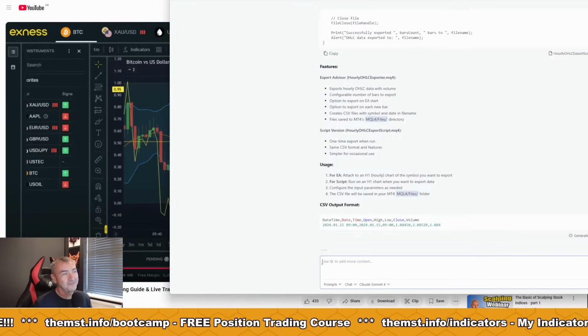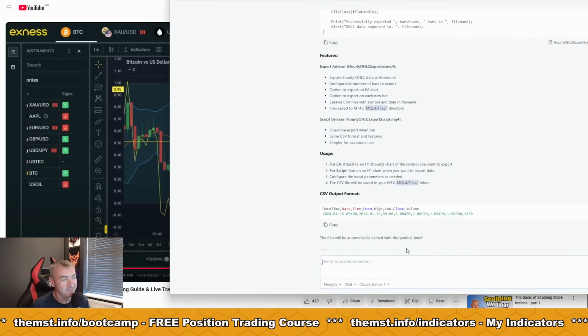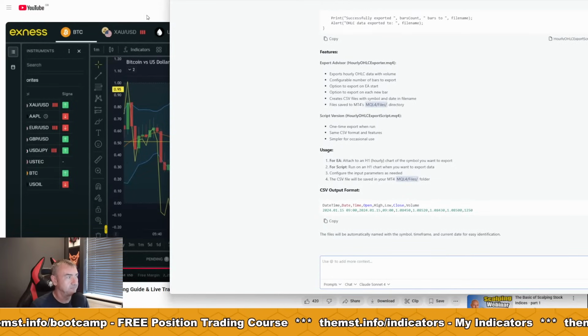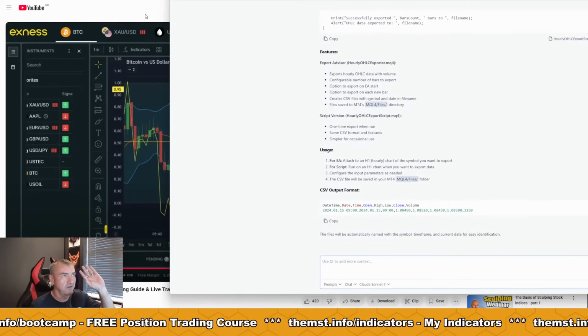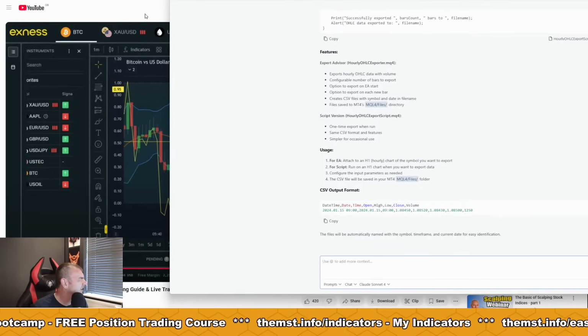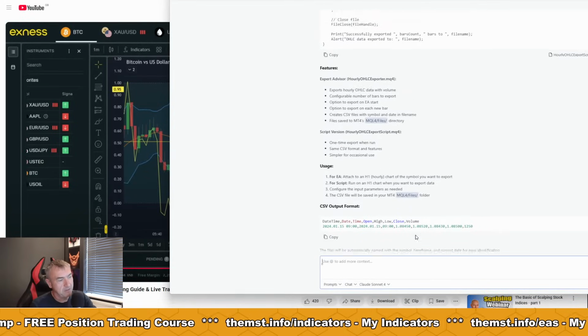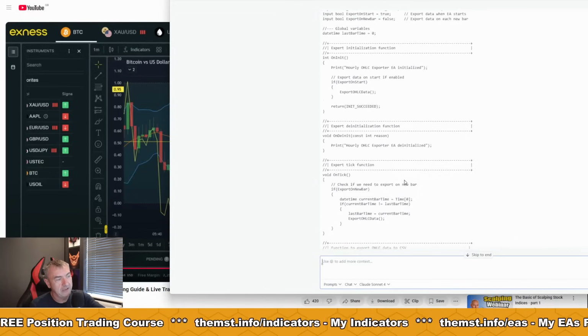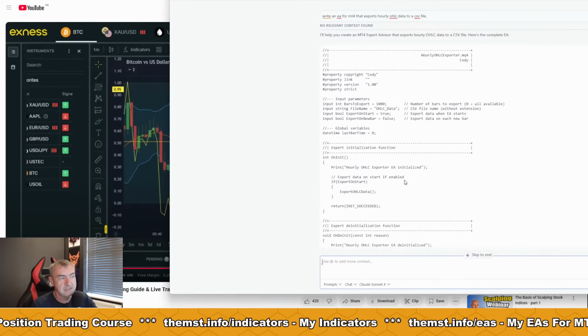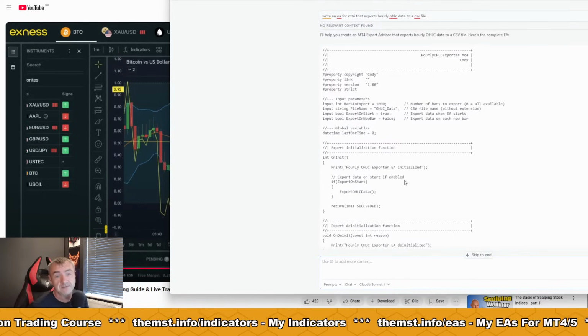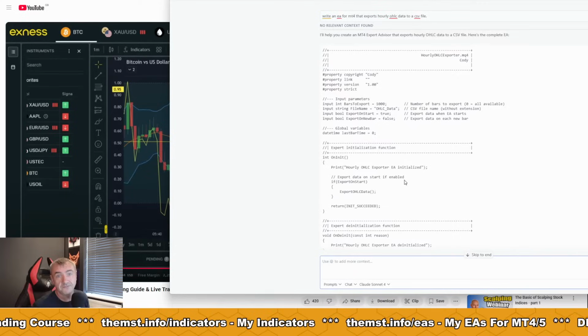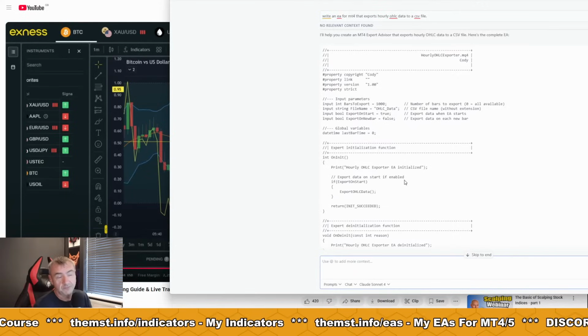It's so annoying. The amount of times I've done that in here and I've gone and asked it to do something and then I've flipped over and I've forgotten completely and come back and gone, oh. Anyway, that's just built an EA that will automatically export OHLC data into a CSV file for you. So if you ever want to use data for analysis in anything else, that will export it all from your broker.